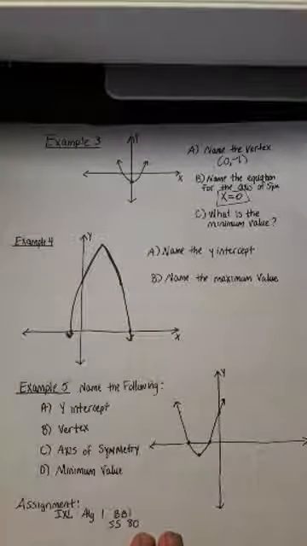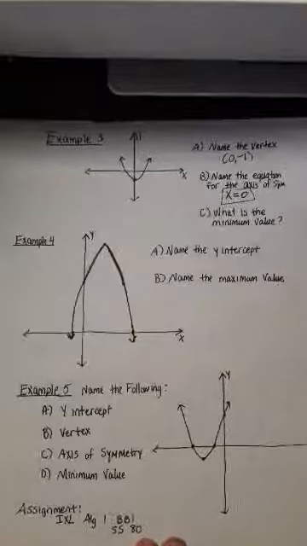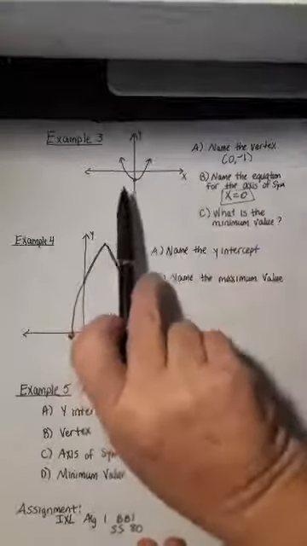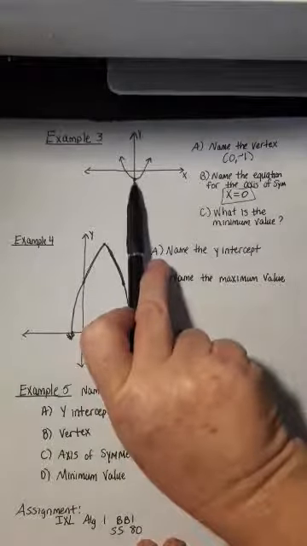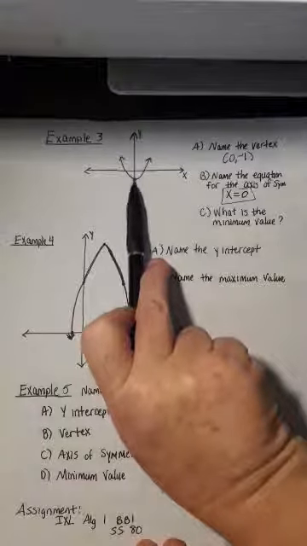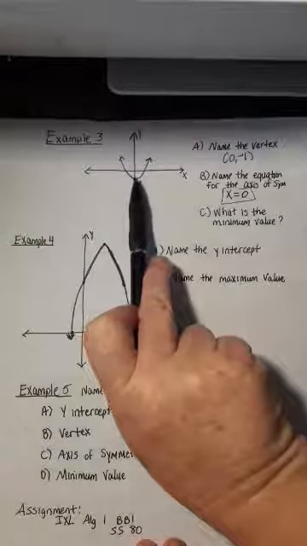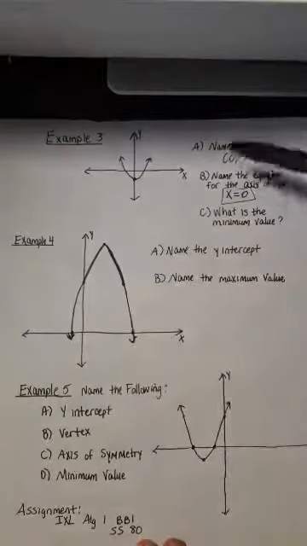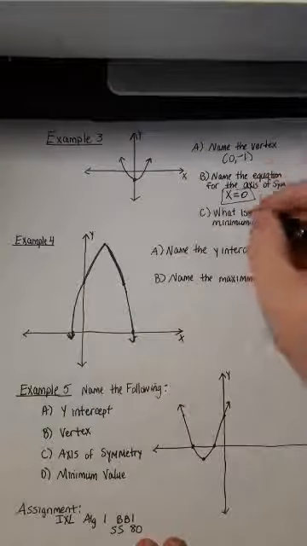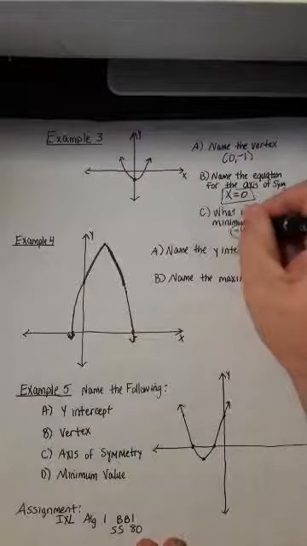Now it says, what is the minimum value? Remember from the notes on the first page, the minimum value is always going to be the y coordinate in that vertex, the lowest y value in the whole problem. So it's going to be -1. And that's just the number -1.